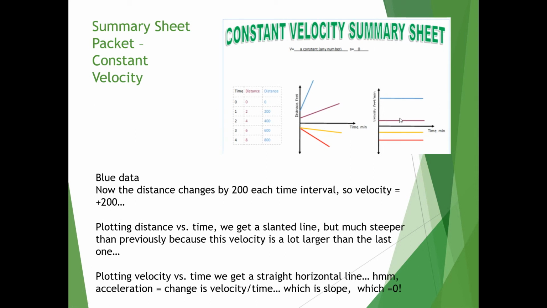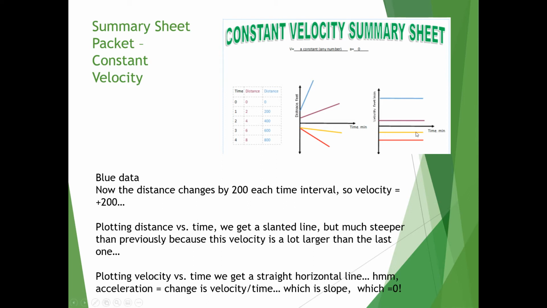So let's take a look at the blue data. Now this time I've increased my distance a lot, so I'm going up by 200s each time, so that the velocity will now equal 200. So now when we plot the distance versus time, it's going to be another sloped line, but it's much steeper because the velocity is actually a lot larger than the previous one. And when we plot our velocity versus time, again, it's going to be a horizontal line, but it's going to be 200. So it's going to be up here, higher value than what we had before.